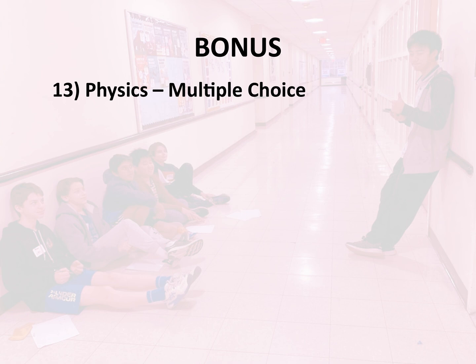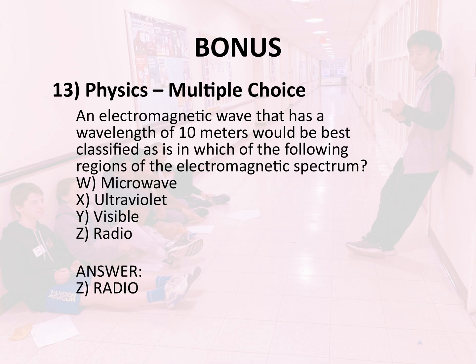Bonus, 13. Physics, multiple choice. An electromagnetic wave that has a wavelength of 10 meters would be best classified as being in which of the following regions of the electromagnetic spectrum? W. Microwave. X. Ultraviolet. Y. Visible. Z. Radio. Answer. Z. Radio.